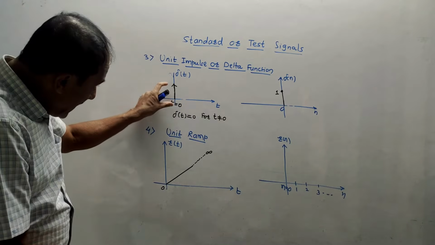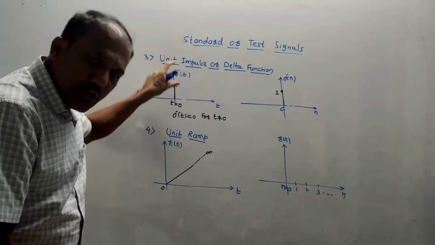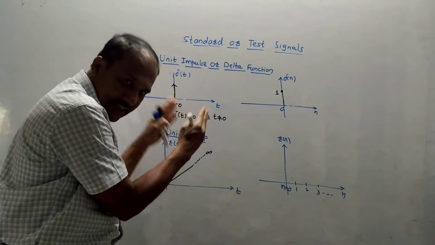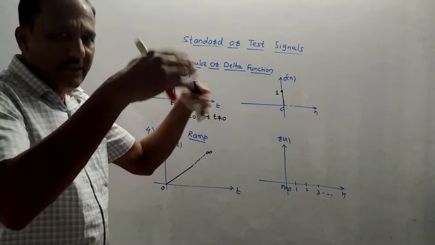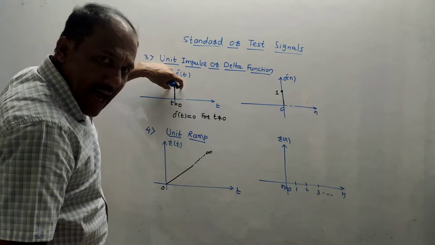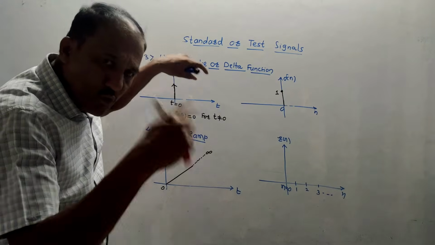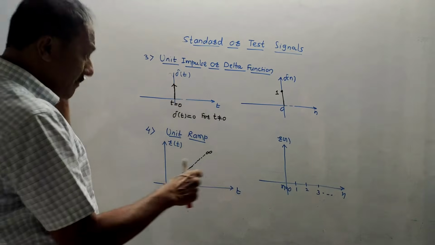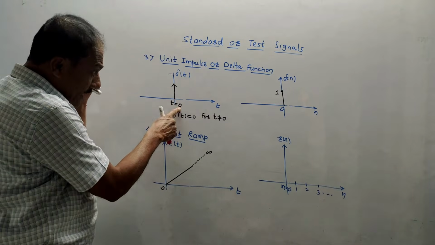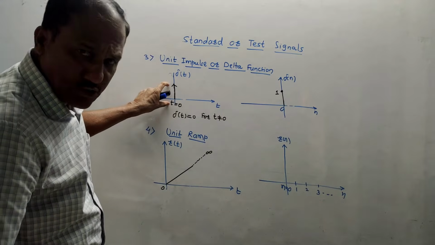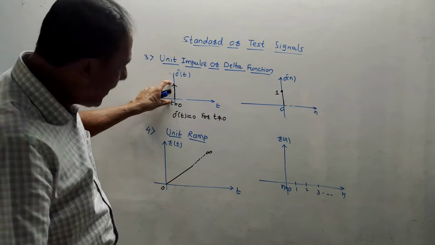Actually, the height of this arrow tends to infinity and the width of this signal tends to 0. To make it more simple, the area of this pulse at t equals 0 tends to unity, that is 1. So it is known as unit impulse. Mathematically, it exists only at t equals 0. While doing mathematical calculation, its value is supposed to be 1. It is taken to be 1.